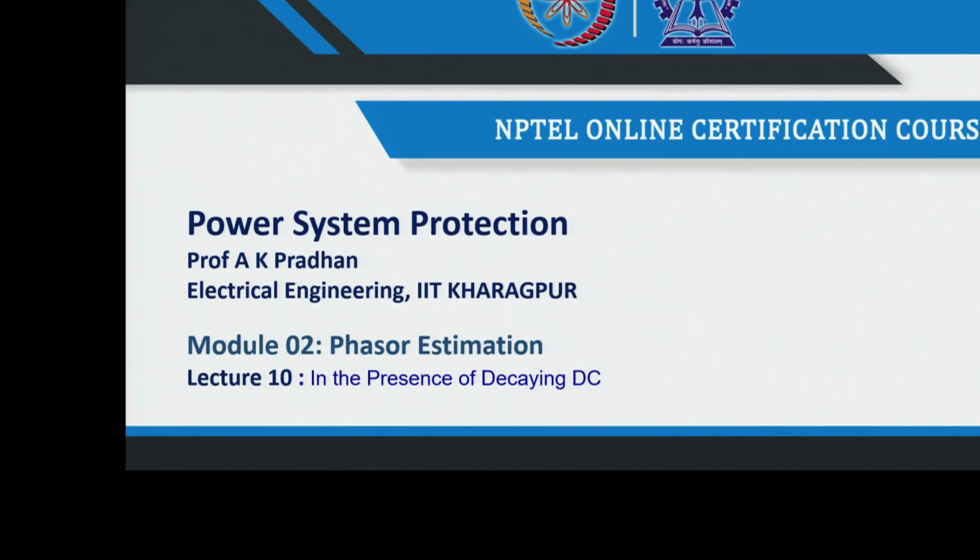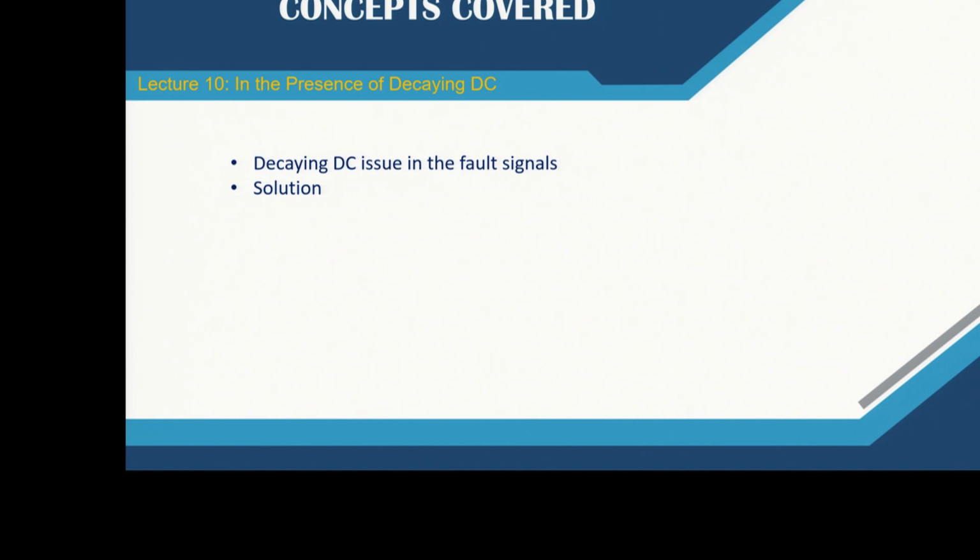So, we are in module 2 on phasor estimation, and in this lecture we will address how decaying DC becomes an issue to phasor estimation techniques and what is the mitigation strategy for that.